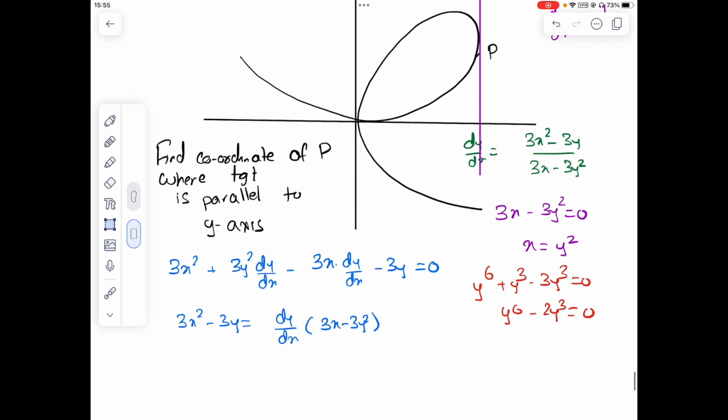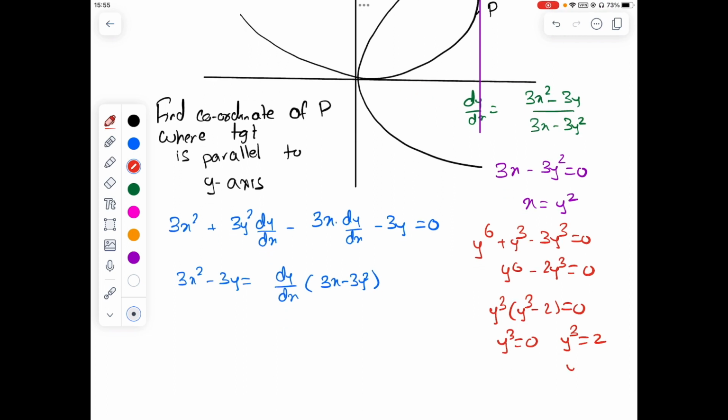Apart from that, I try to simplify it further. So y cube common: y cube minus 2 equals 0. So y cube equals 0 or y cube equals 2. But y equal to 0 is not possible. So therefore y equals cube root of 2. I get the value of y as cube root of 2.